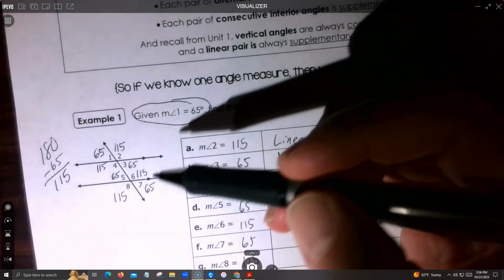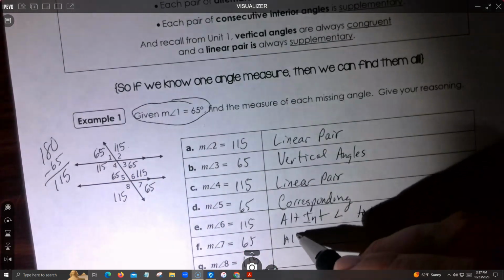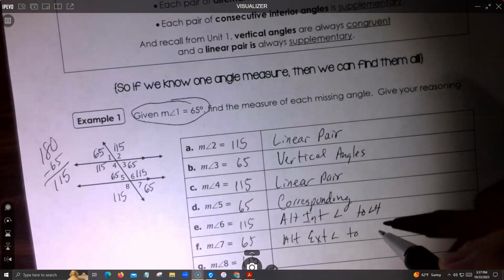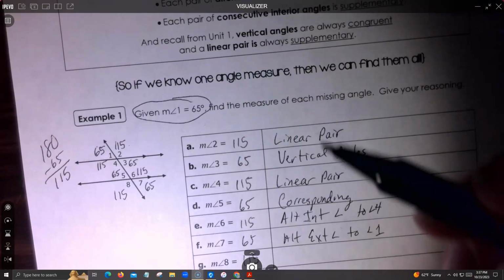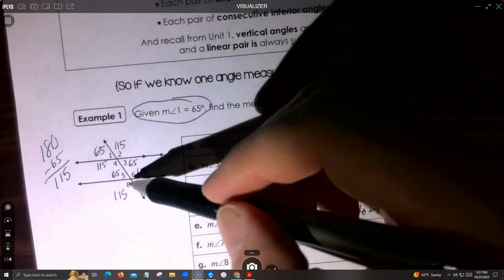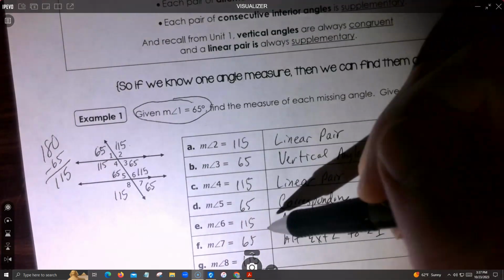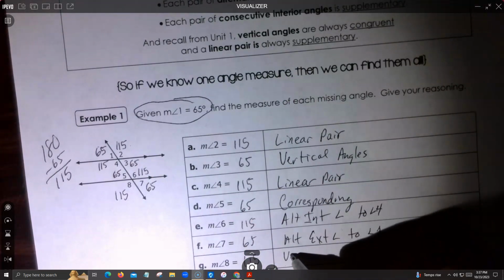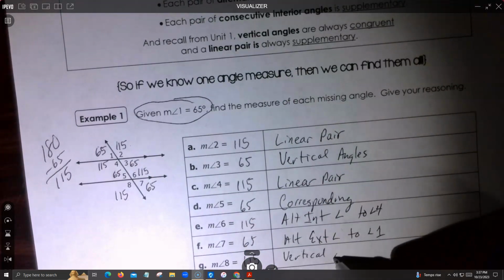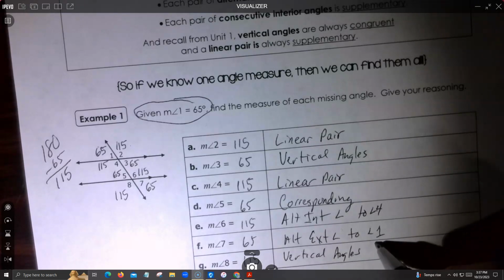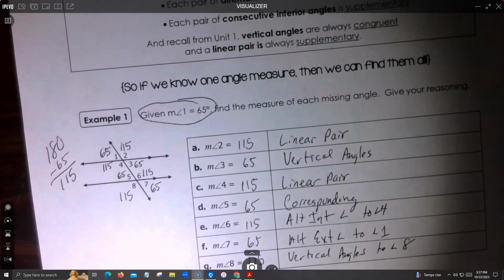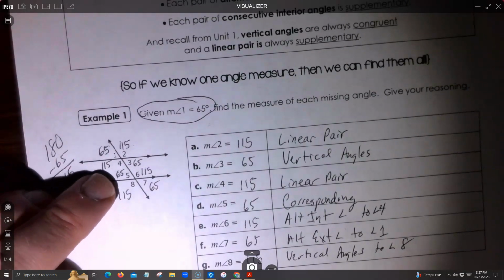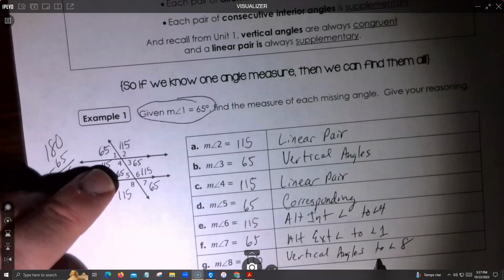7, okay, 7 and 1 are alternate exteriors. Angles to 1, angle 1. All right, and then 8. The only reason why I know 8 is because I know 6, so 8 and 6, I would say vertical angles to angle 8. I could also say, if I wanted to, linear pair. For this one, I could say linear pair with angle 5.